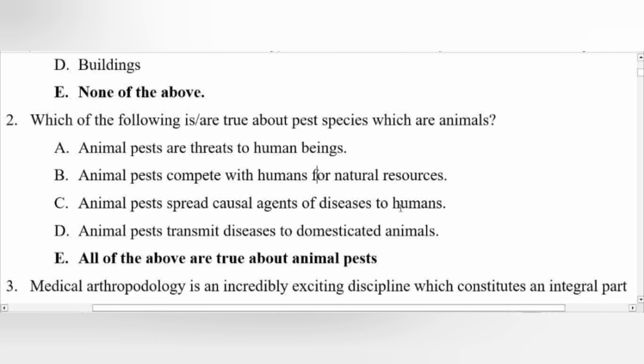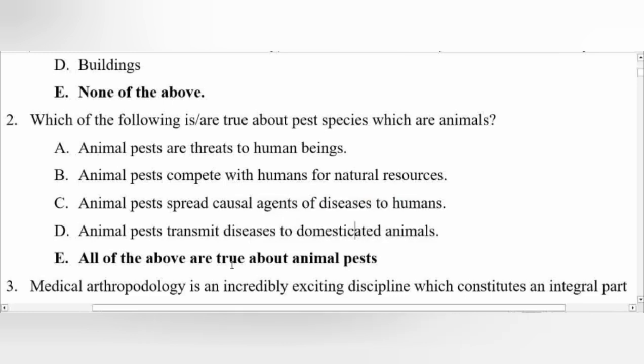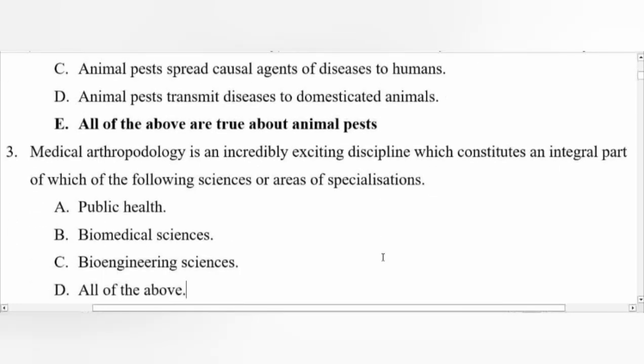Then animal pests spread causal agents of disease to humans. This one too is true. The causal agents are the pathogens, so they can spread, let's say, leishmaniasis to human beings. They can spread malaria, encephalitis, yellow fever, and so on and so forth to humans. They also do spread or transmit diseases to domesticated animals. Yes, and so our best option truly stands: all of the above are true about animal pests. That one should be our best option.